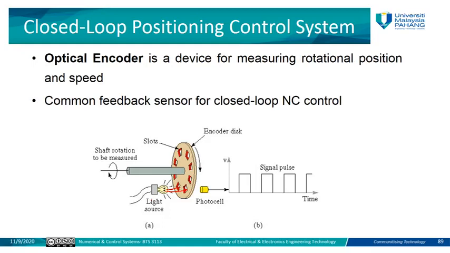So this we call the encoder disk, and here we call them slots, and here we have the rotating disk. So it will generate a train of pulses, and this train of pulses will be converted into real position coordinates or into a real velocity of the rotating shaft or rotating motors.